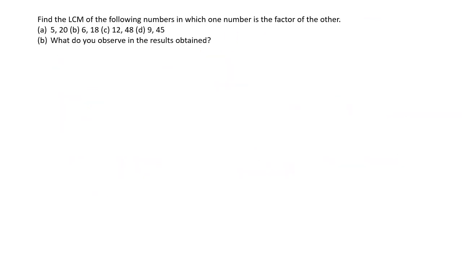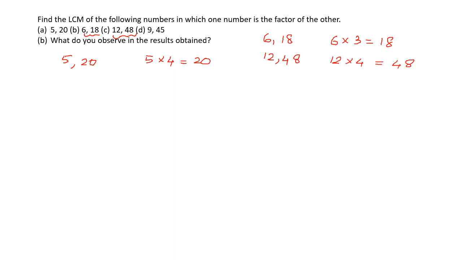Now, find the LCM of the following numbers in which one number is a factor of the other. Okay. Now, here you see the first one, 5, 20. We know that 5 into 4 is equal to 20. And we know 6 and 18, then 6 into 3 is equal to 18. If you take 12 and 48, 12 into 4 is equal to 48. 9 and 45 is given. We know 9 into 5 is equal to 45.